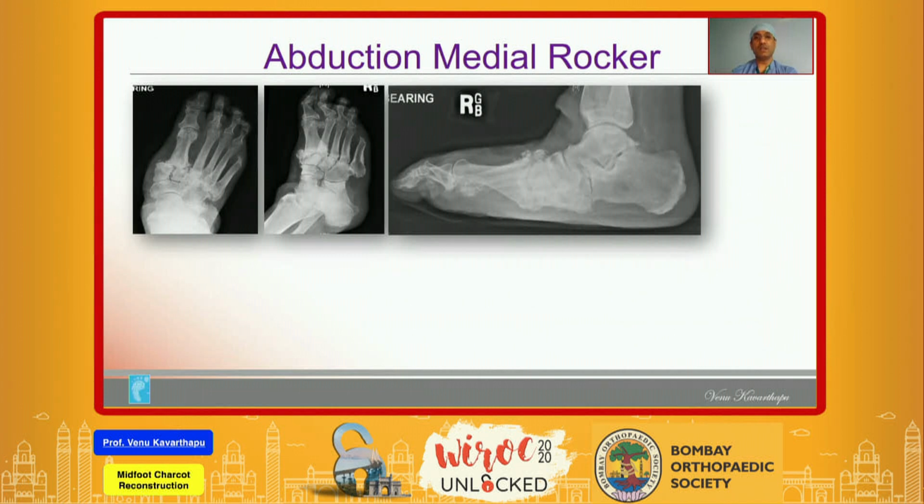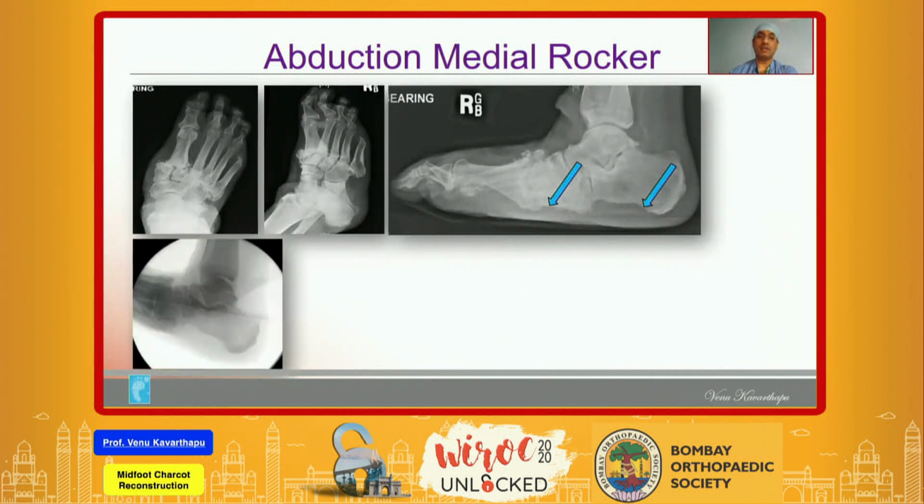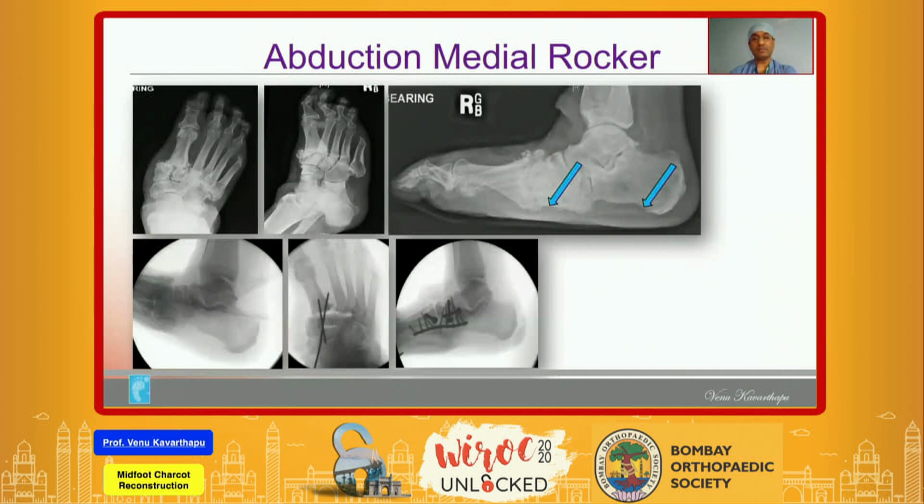This is an example of abduction rocker deformity. The lateral column of the midfoot is intact. You can see the calcaneal pitch is reduced markedly. There's a large plantar exostosis of the medial column. So first correct the hindfoot by releasing the tight tendo-Achilles. Then you regain your calcaneal pitch, and here the large plantar exostosis was excised.